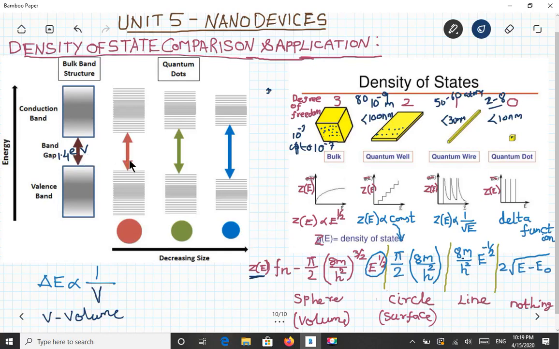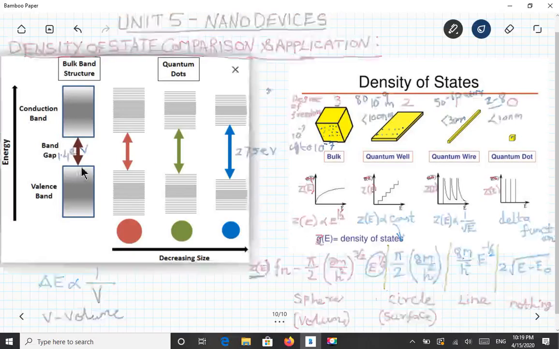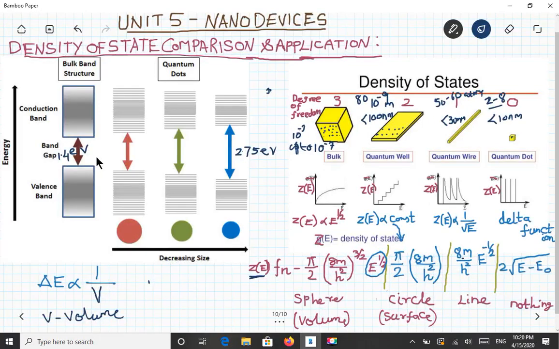But for blue energy, you need 2.75 electron volt, 2.7 electron volt, to produce blue color light. Whereas this 1.4 electron volt produces only infrared light. That's why the laser diode we saw before gives output only in the infrared and not in any other range.